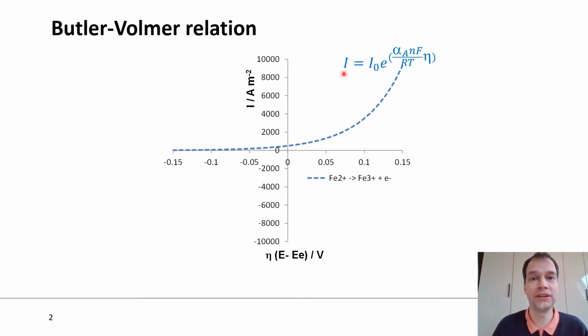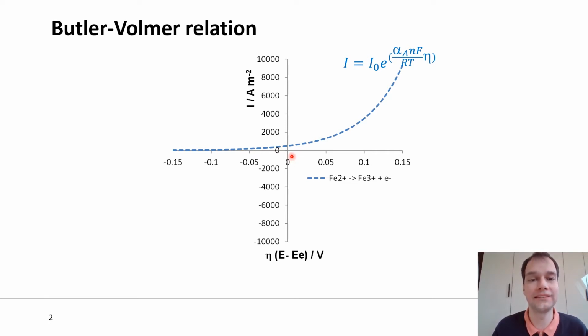In our previous screencast, we discussed how we deduce this equation, namely the current density is the exchange current density multiplied by this e-power, which contains the alpha, the anodic transfer coefficient, and the eta, the overpotential of the reaction. So you can see here the dependence on the potential, with 0 meaning the point where we are at equilibrium potential.